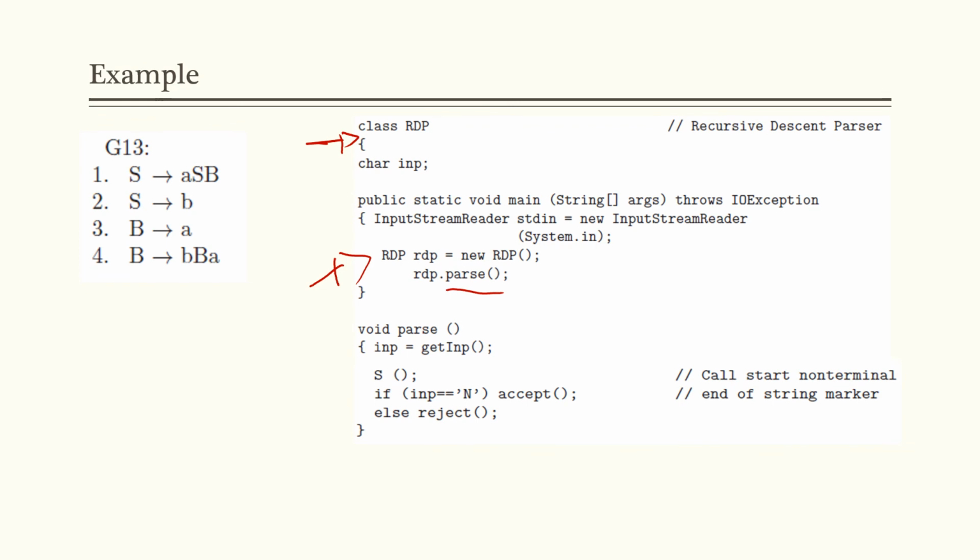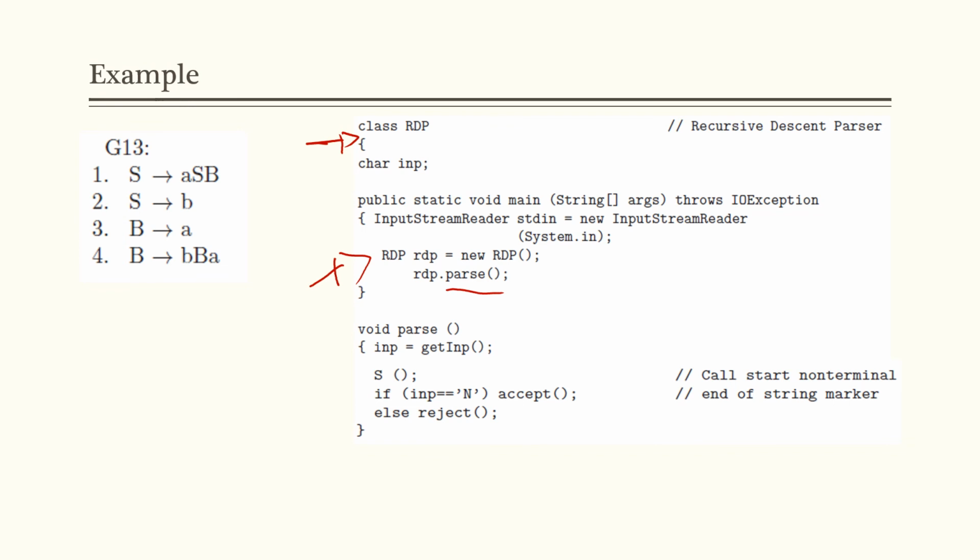So what is the parse function? The parse function will get the input, and it will call the start non-terminal. The program must determine which is the start symbol. In this grammar, normally we start with S. So we start with S. If the input is N, so it is an accepting state. This is another method just to print to say that the input is accepted, or else it is rejected.